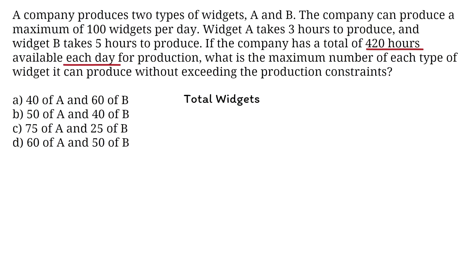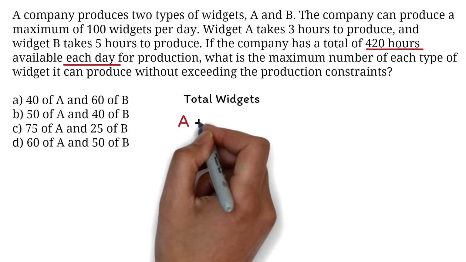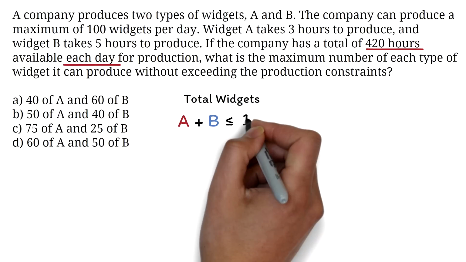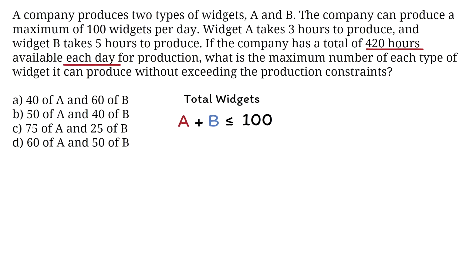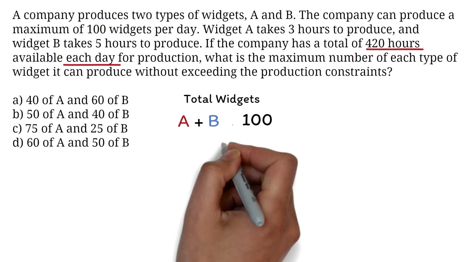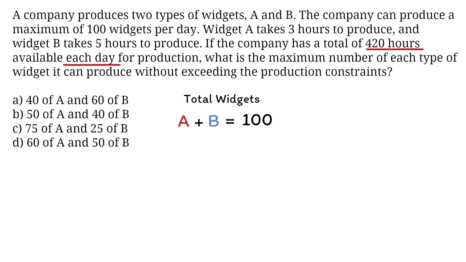This means the number of widget A produced plus the number of widget B produced is less than or equal to 100. Because the question is about finding the maximum, we will use equal to. We are saying the company produced all the 100 widgets that it can produce.